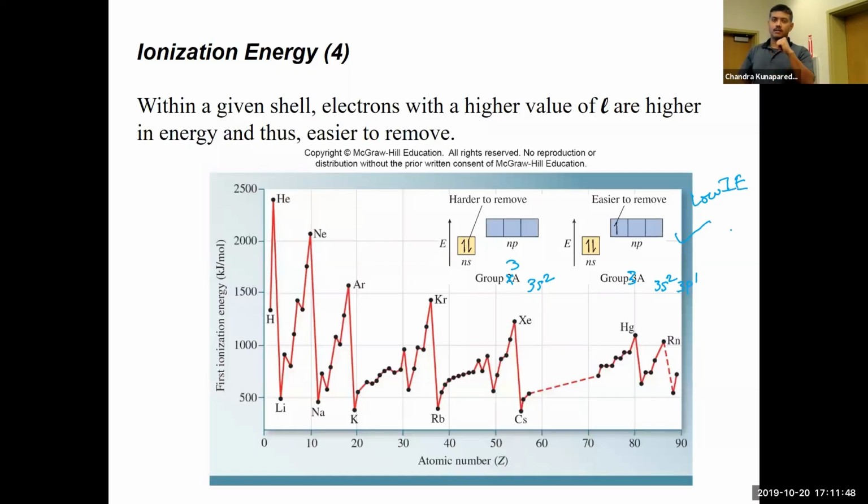If you have electrons in s, because s is going to be smaller in size and much closer to the nucleus, it's going to be hard to remove, which means you need more ionization energy to remove an electron from the s. So I'll just write what elements it is talking about. Magnesium here, aluminum there. And magnesium is going to have greater ionization energy than aluminum.